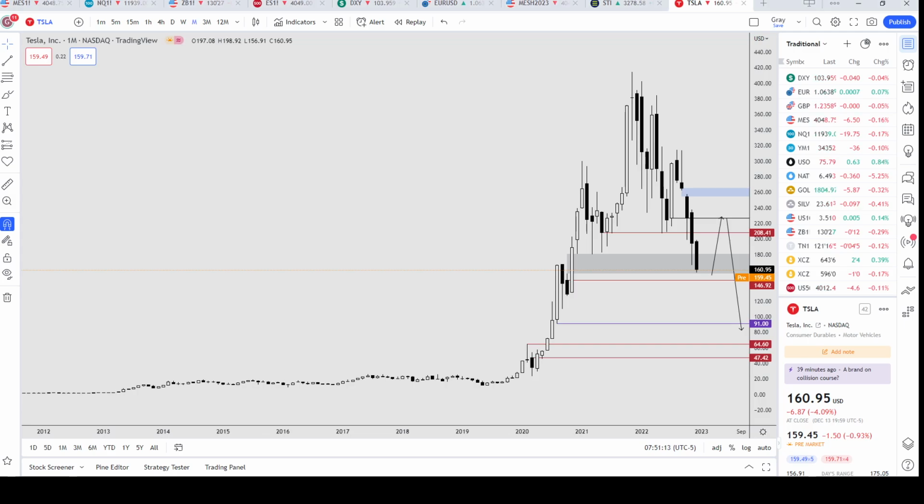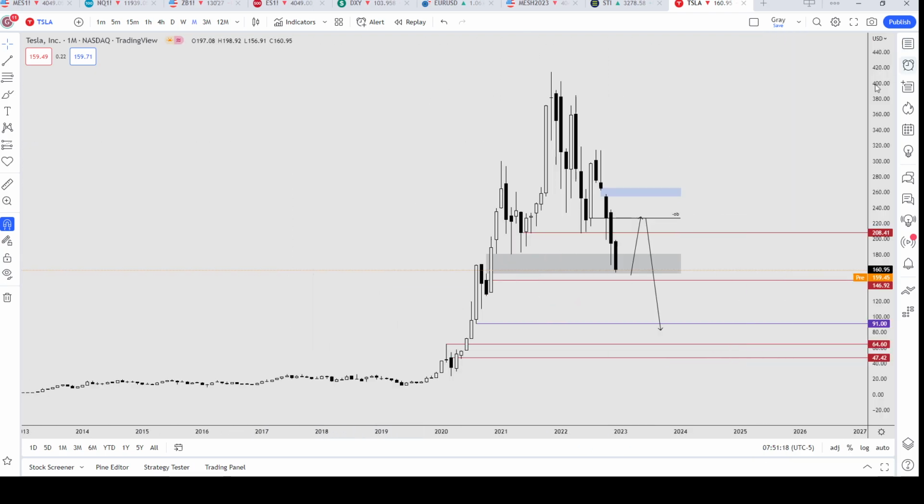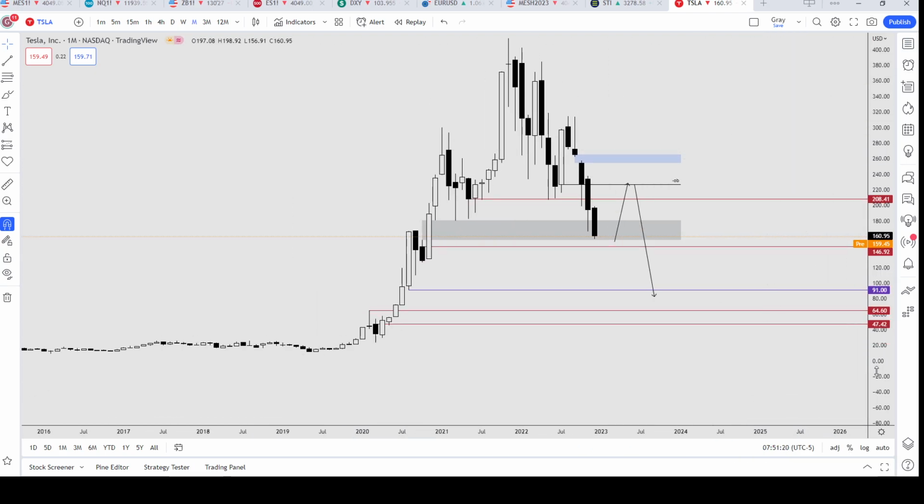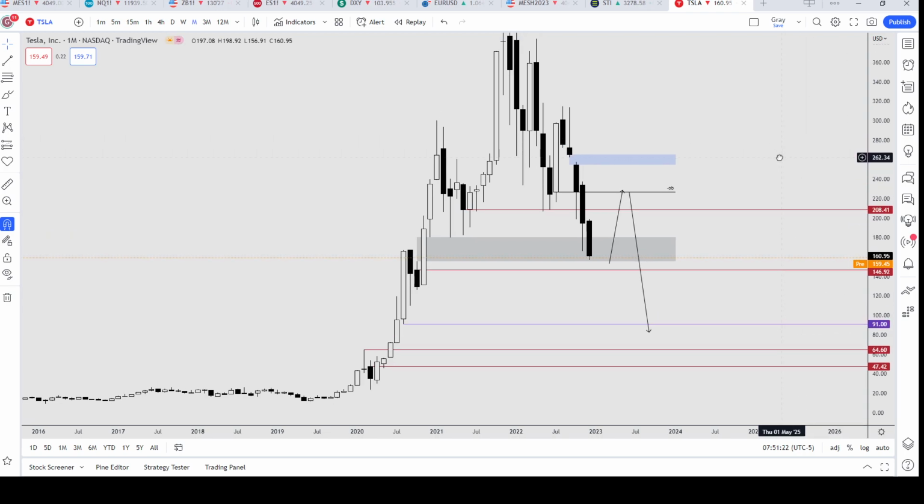Alright, so since there's not much on today, let's do this individual stocks long-term analysis. When I say long-term, I mean a monthly chart. I'm just going to go through a few popular stocks that the retails are very interested about. So first of all, let's start with Tesla.